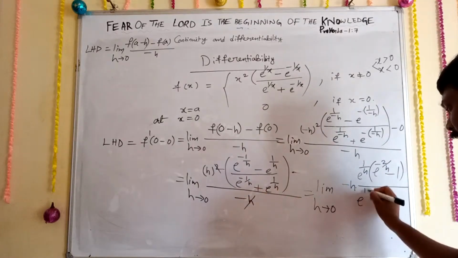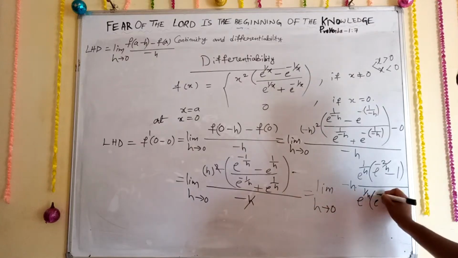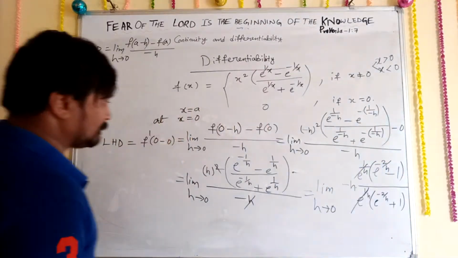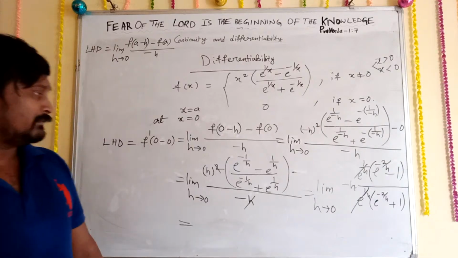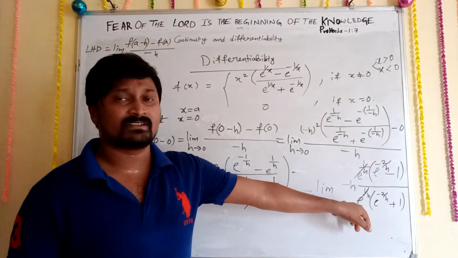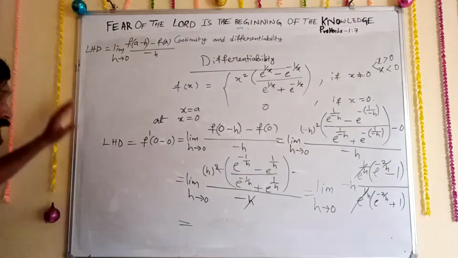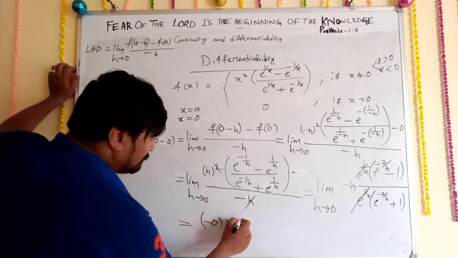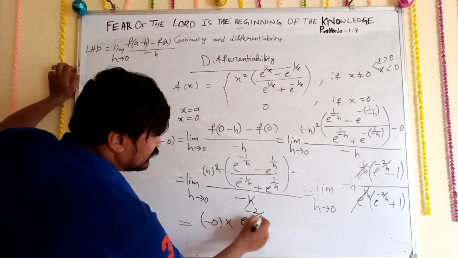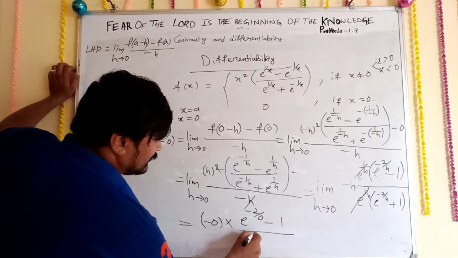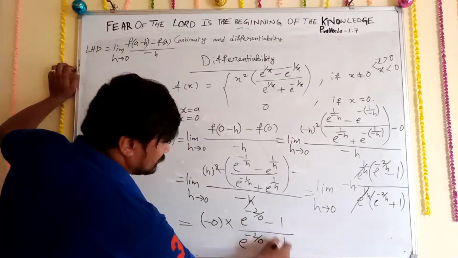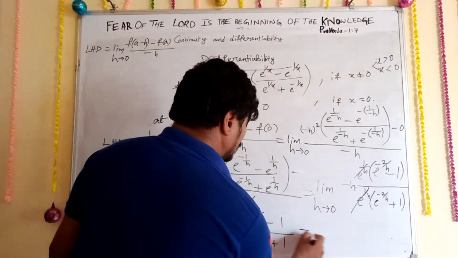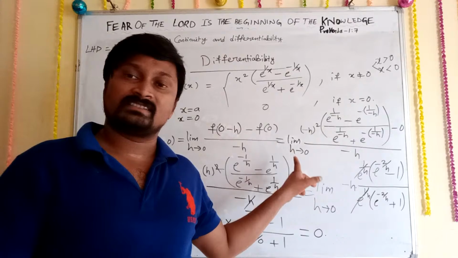In this also e power 1 upon h common. Then again you get e power minus 2 upon h plus 1. This and this get cancelled. Then what will I do here? So this is equal to. Now simply what we can do here is just substitute h equal to 0 in this place. Then you get your answer. So when you substitute that 0, minus 0 into e power minus 2 upon 0 minus 1, upon e power minus 2 upon 0 plus 1. When you solve this, 0 into any number, what are you going to get? 0 at last.